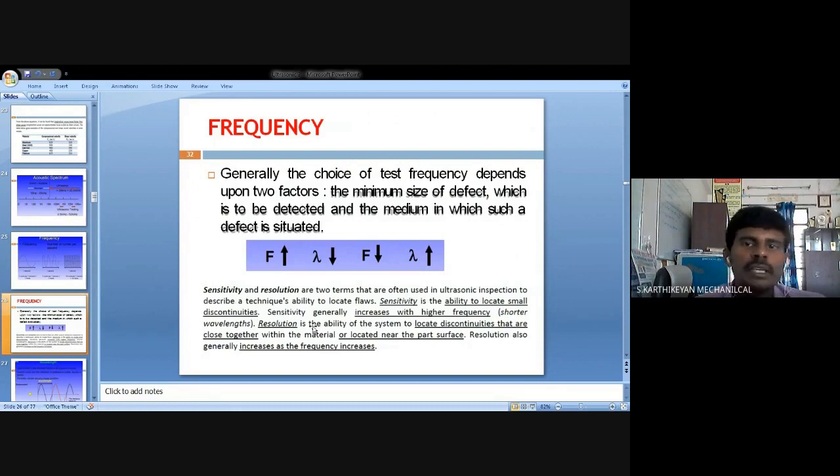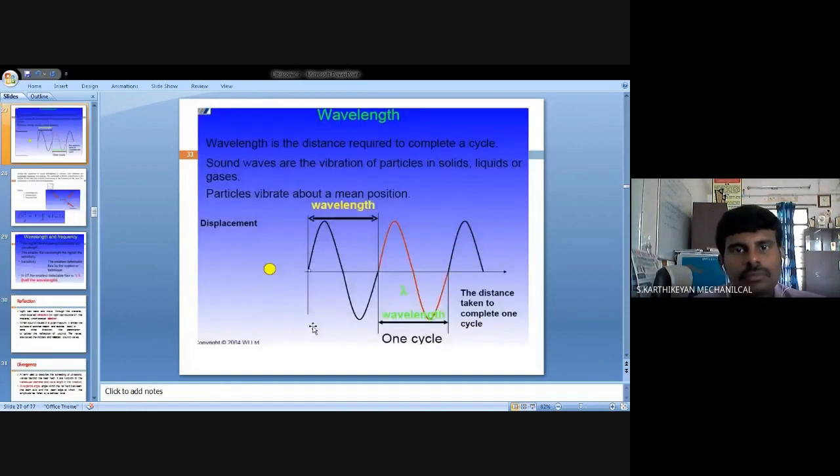Generally, the choice of test frequency depends upon two factors: the minimum size of the defect to be detected, and the medium in which such a defect is situated. Now wavelength: it is the distance required to complete a cycle. Sound waves are the vibrations of particles in solids, liquids, or gases, where particles vibrate about a mean position.